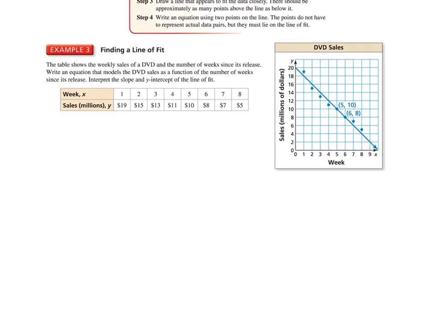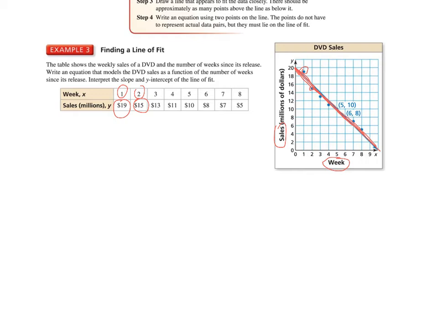Let's see what we do here. We have all these points. Here we have weeks, and then we have sales. For example, week 1, we had $19. That's that point right there. Week 2, $15. It's plotting all the points for us. Now here's a line of fit. We're just drawing a line that generally passes through most of the points, or is very close to the points. Now we're going to figure out what the equation of this line is.